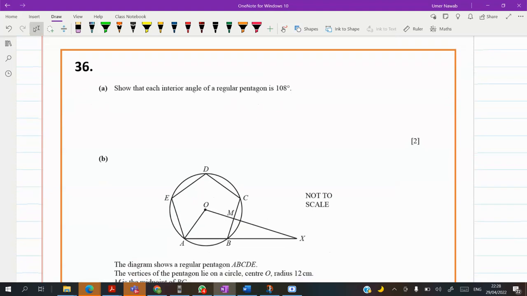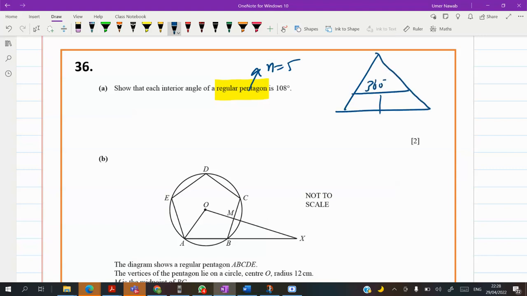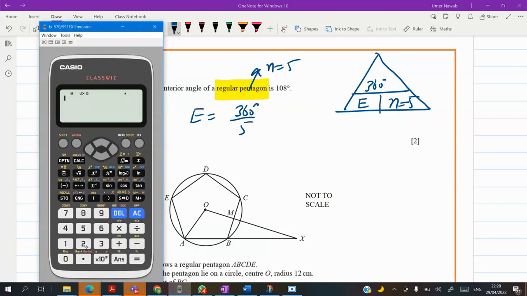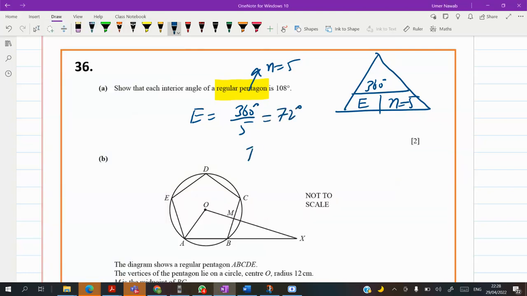Show that each interior angle of a regular pentagon, boys. Regular pentagon. Pentagon means the number of sides is 5. My favorite triangle: 360, exterior and interior. Number of sides is given to you, 5. I can find the exterior: 360 divided by 5 gives me 72, so the exterior angle is 72. The interior is the supplement of the exterior, so 180 minus 72 will be 108, and it is shown.